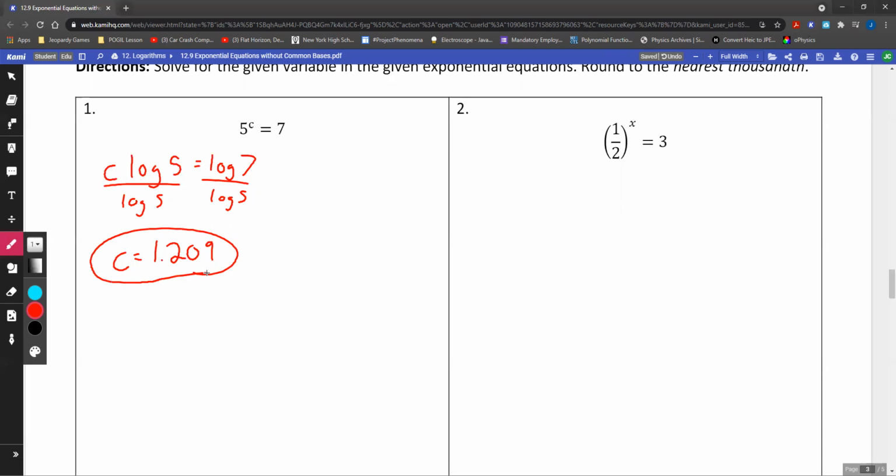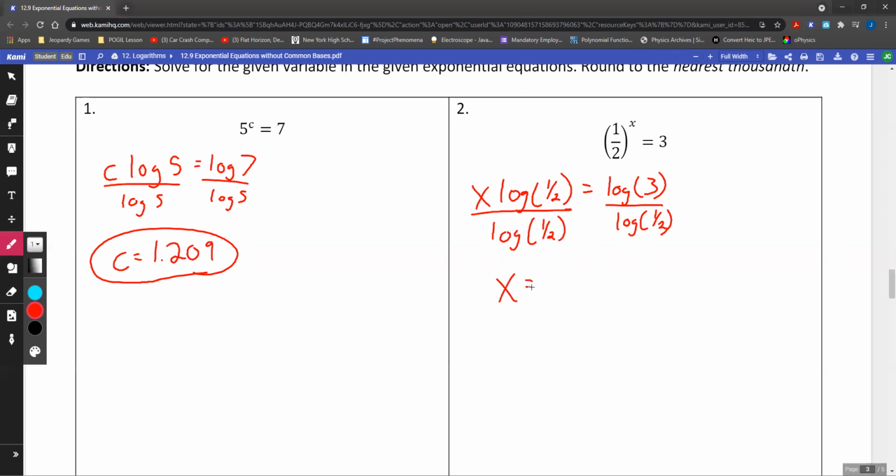Over here, since that term's already isolated, I could just take the log of both sides. Divide both sides by log of 1/2. So log 3 divided by log 1.5. Negative 1.585.